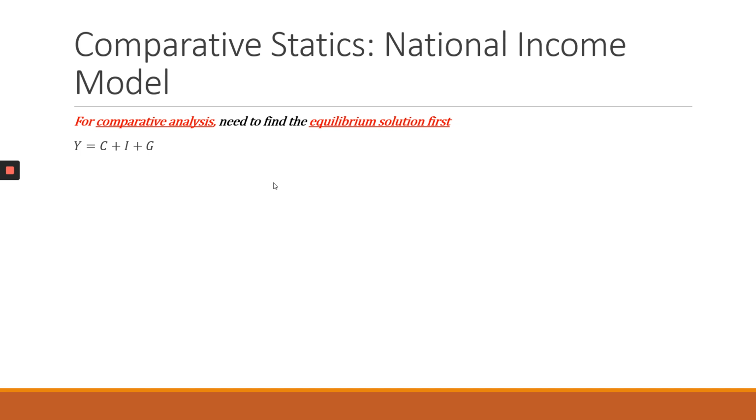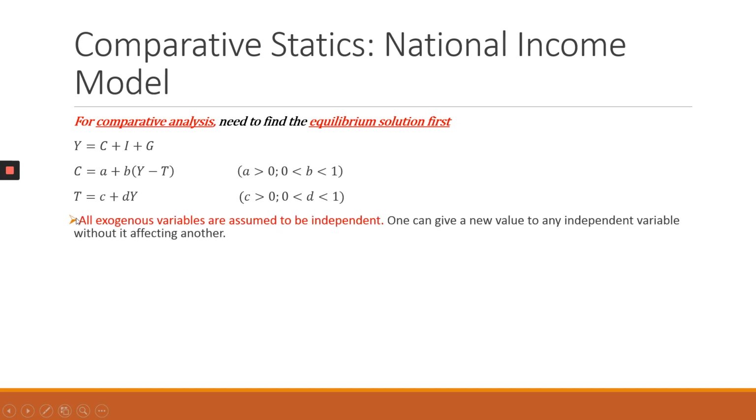So as an example, let's look at this national income model, where your income is basically a function of consumption, investment, and government expenditure, right? We are also given a consumption function, which is a function of disposable income. And then we also have a tax function, which is a function of income, right? So in this case, we can identify the two endogenous variables as your Y and your C. And then all the other elements, your I, G, A, B, C, and D, are your exogenous variables.